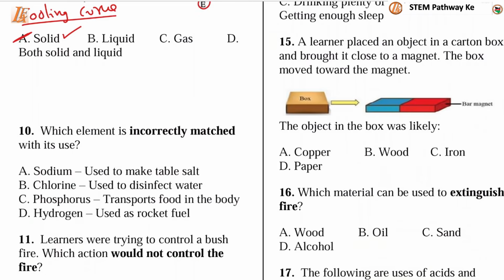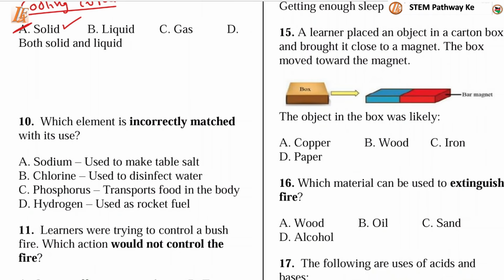Another question. Which element is incorrectly matched with its use? In this case, we have sodium used to make table salt. We have chlorine used to disinfect water. We have phosphorus, transport food in the body. Then we have hydrogen used in rocket fuel. So in this case, the one which is incorrectly matched is C, where we have phosphorus used to transport food in the body. This is incorrect.